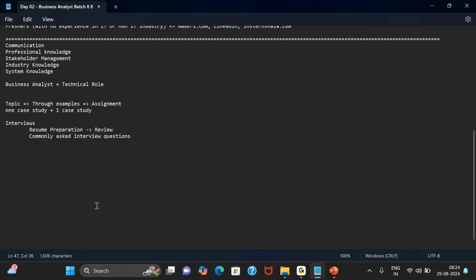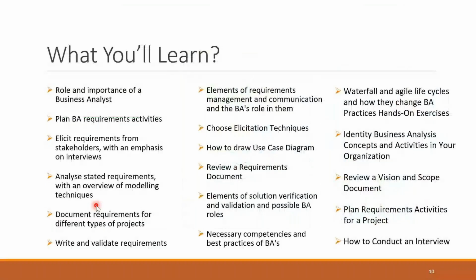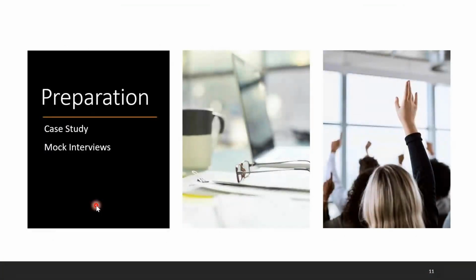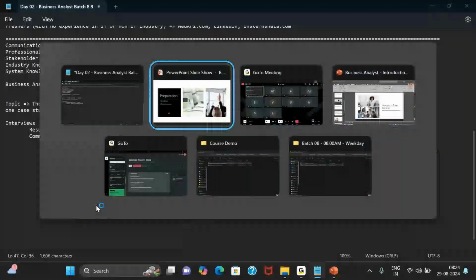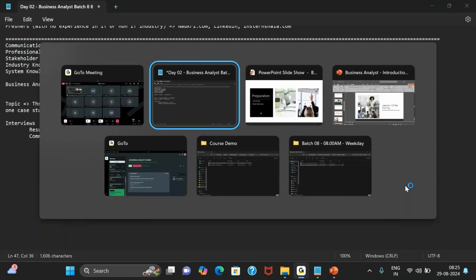Okay, any questions so far, guys, with respect to what you're going to learn, or on the preparation side, or on the training program? Any other questions from yesterday to today? Good morning, sir. Regarding certifications, what about certifications? Yeah, that we are going to cover. That is also in our agenda today.